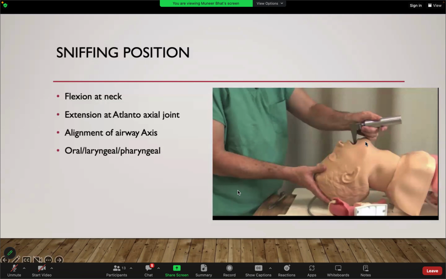So in this, you can get a question: what is this position? You may just get this as a picture in your exam. What is this? This is the sniffing position. What we are doing right now is trying to align the airway by keeping flexion of the neck and extension at the atlantoaxial joint in order to align the oral, pharyngeal, and laryngeal axis.